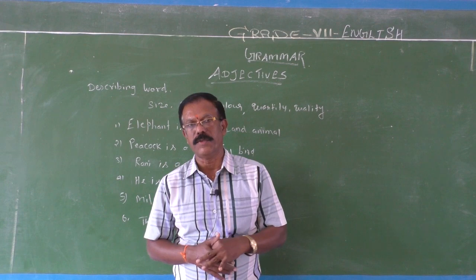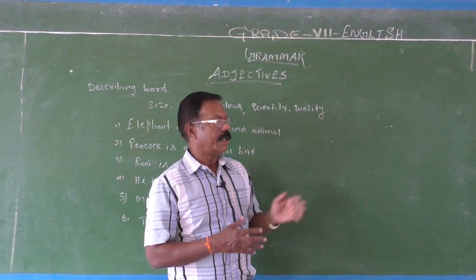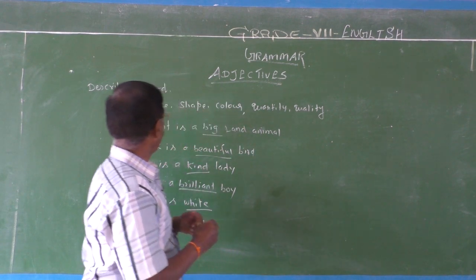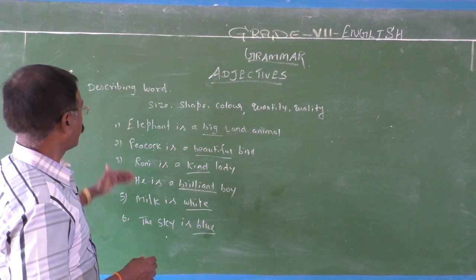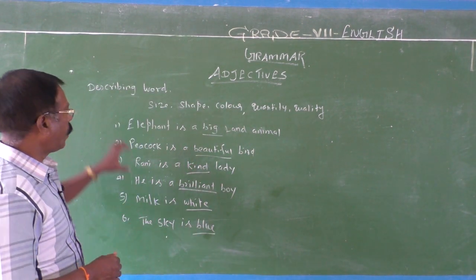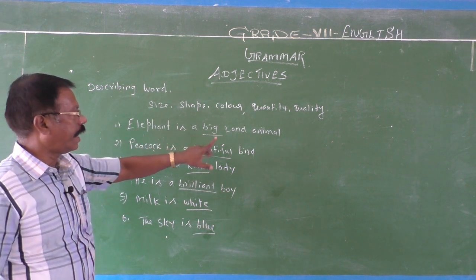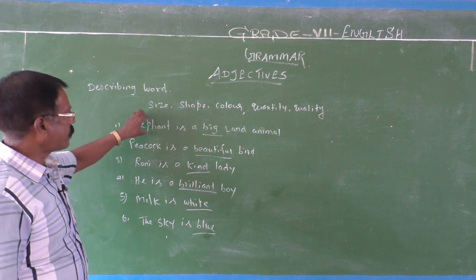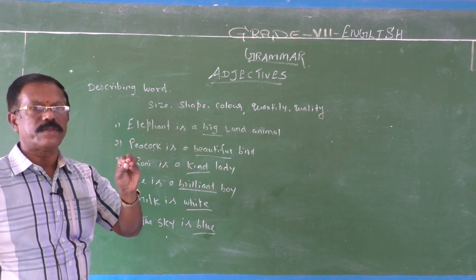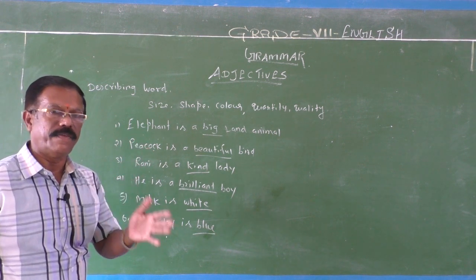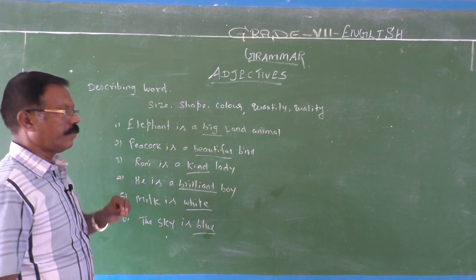What is an adjective? Through examples, I would like to give you the definition for adjective. Go through the example, children, carefully, what I have written on the board. Elephant is a big land animal. Here, elephant is a land animal. This sentence gives you information. It's a kind of animal, and that animal is living on the land. You can get that information.